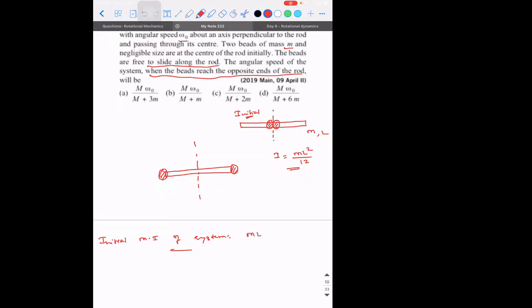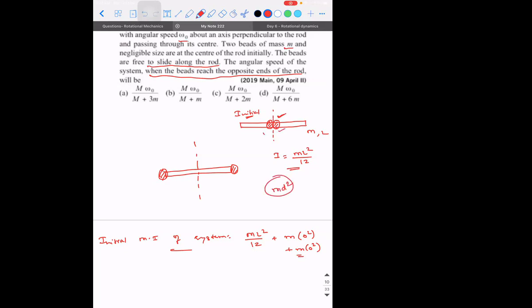It is ml square by 12 plus m into 0 square plus another m into 0 square. Why did I write that? Sir, because of negligible size. It's not about negligible size. Negligible size tells you it is a point mass. So what is the moment of inertia of a point mass? It is mass into distance square.